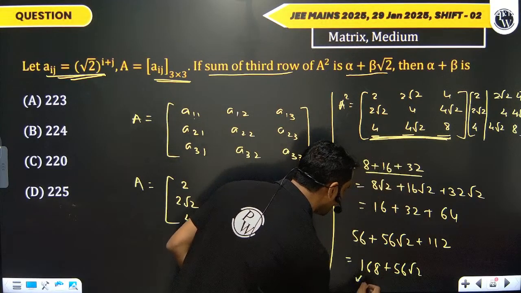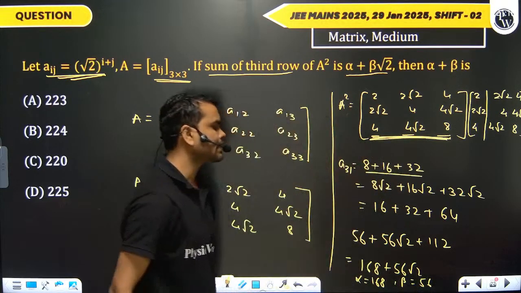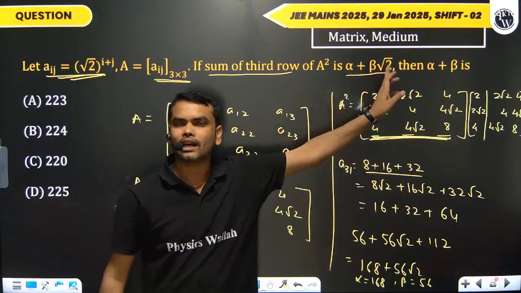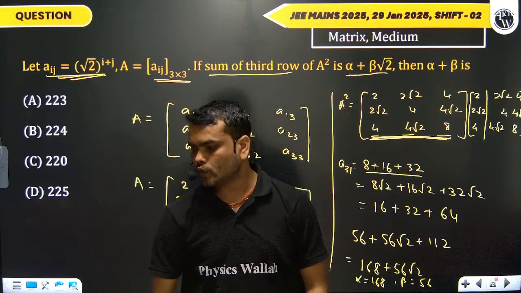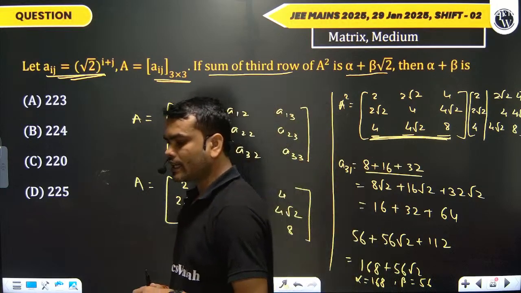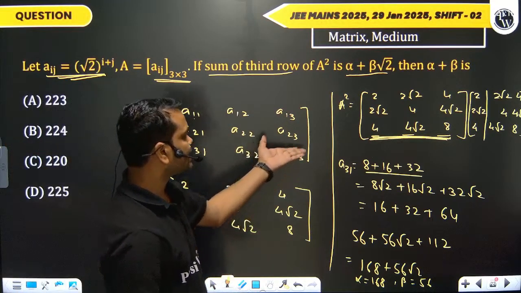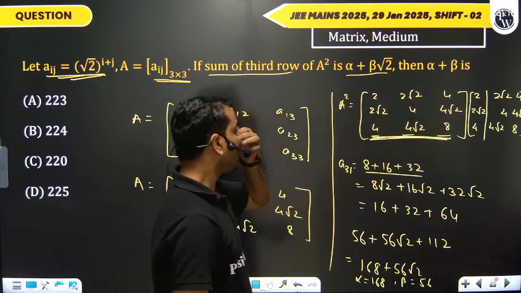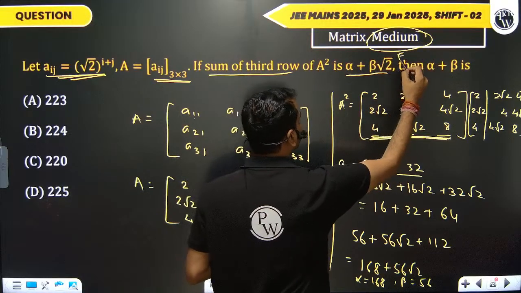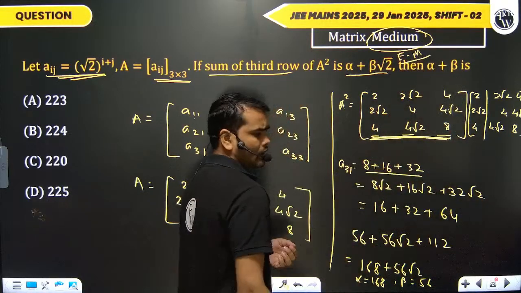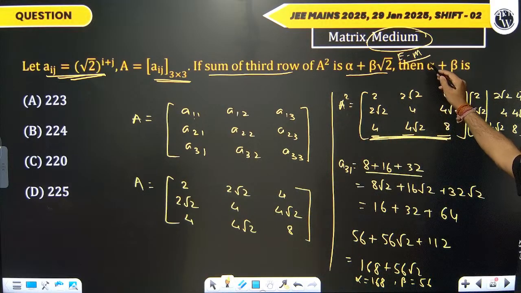So what is the value of alpha? Alpha is 168 and beta is coming as 56. What are they asking? They are asking alpha plus beta, means 168 plus 56, that is your 224. 224 is the correct answer. So you can see this is just formation of a matrix, and after that you have to square the matrix. Okay, so just calculation wise I am giving it as an easy to medium level question. Those who are fast in calculation can consider it easy. Those who are slow will find it medium.